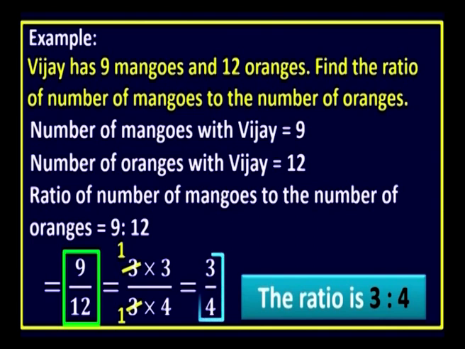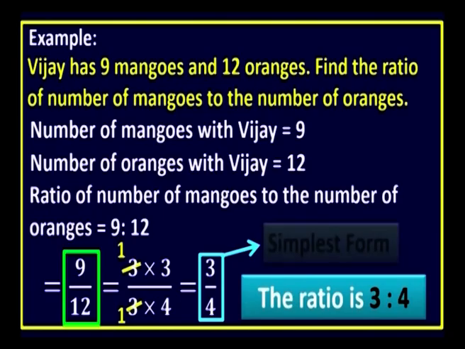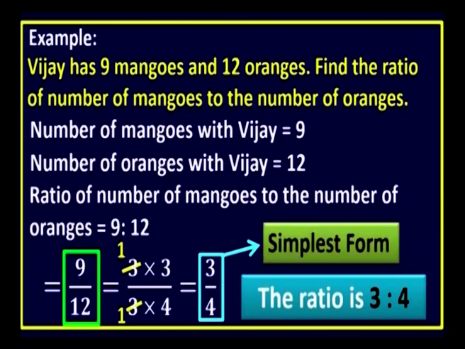Now, this 3/4, I call it the simplest form. But why do we call it the simplest form? Because if you notice 3 and 4, there is no common factor other than 1. So, such a fraction is said to be in simplest form. And here if you convert this into ratio, that is 3:4, this is said to be in the simplest form. So, the ratio is also in the simplest form.